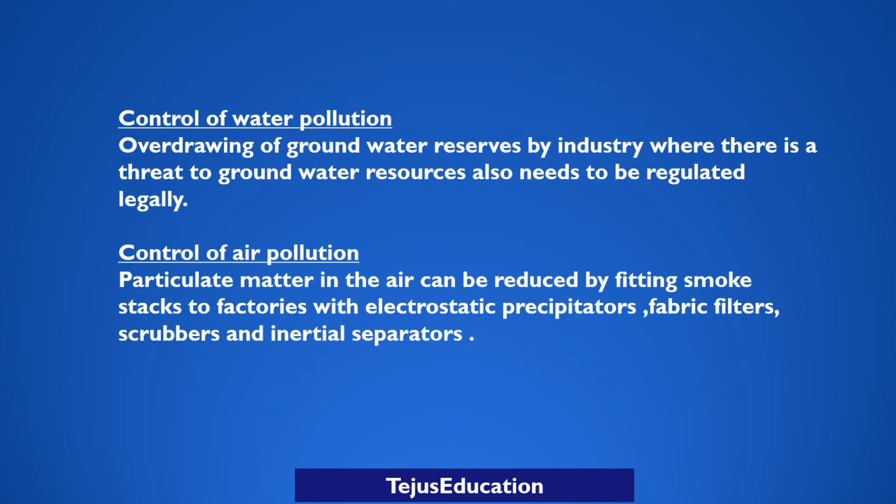Control of air pollution, obviously we have to control the release of smoke. Particulate matter in the air can be reduced by fitting smokestacks to factories with electrostatic precipitators. There's all various type of filter devices so that they will not allow these particulates to go into the atmosphere. Electrostatic charge will help this dust particle from going outside. Fabric filters means cloth.